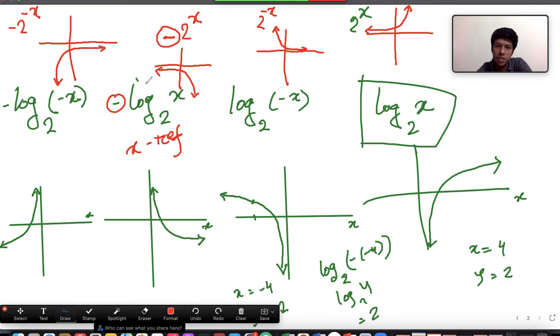If you see the minus outside, it will be x-axis reflection. Same thing goes: if it is minus within the x, with the x, it is y-axis reflection. See, this is y reflection. This one and this one, y reflection.